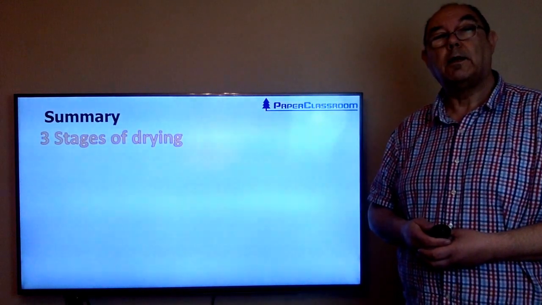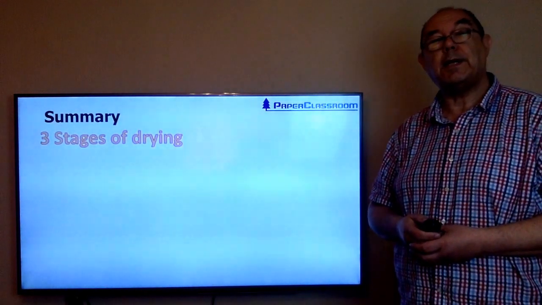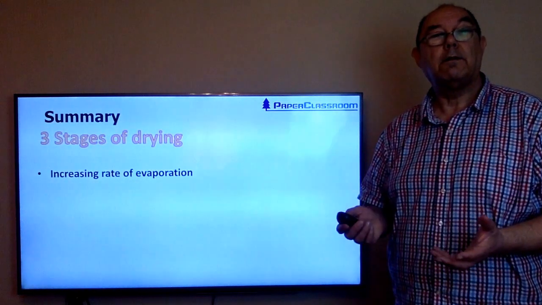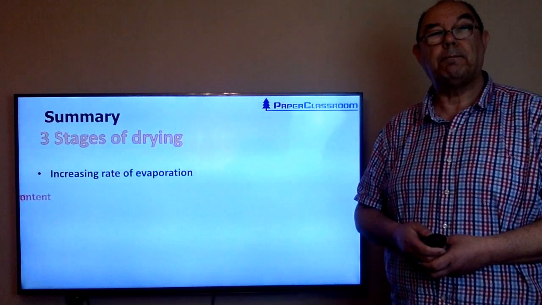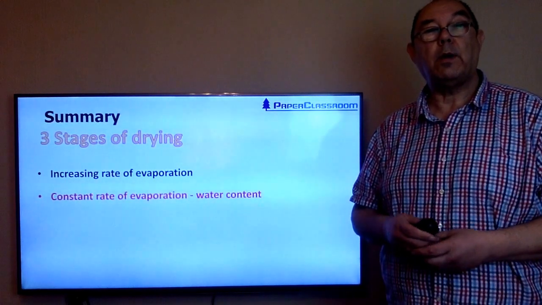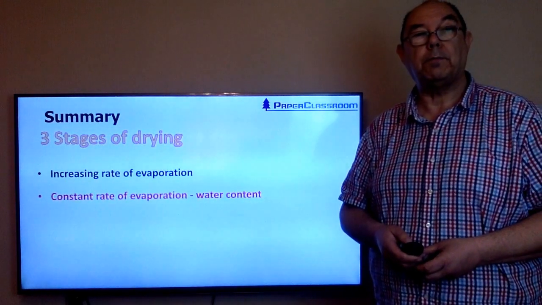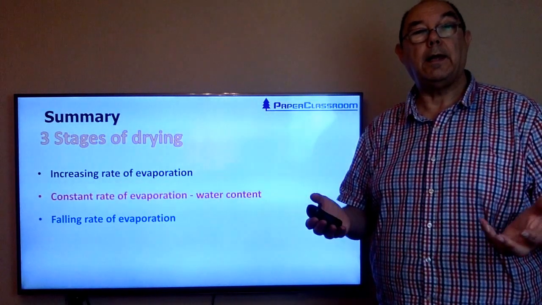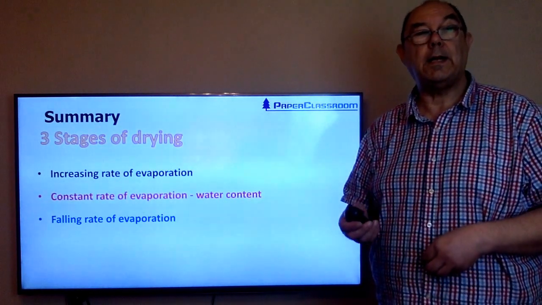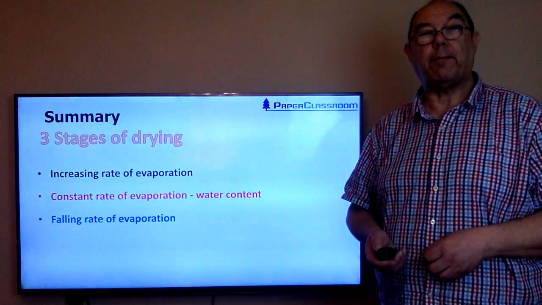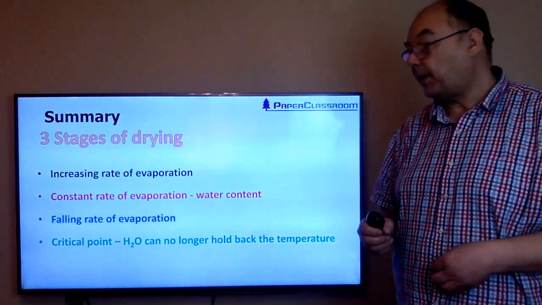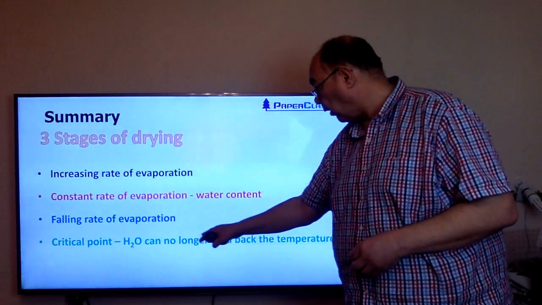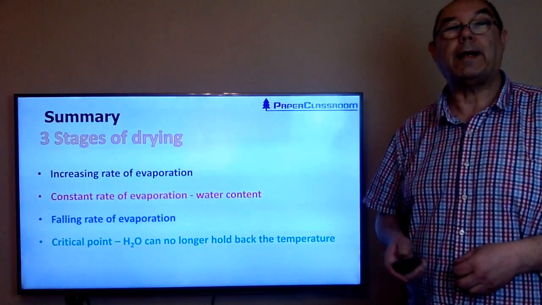So, a quick summary of the 3 stages of drying. First of all, in the first stage we have an increasing rate of evaporation. In the middle area we have a constant rate of evaporation. In the final area, the third stage, we have a falling rate of evaporation. And something else to remember, the critical point, that's the point where water can no longer hold back the temperature of the sheet.